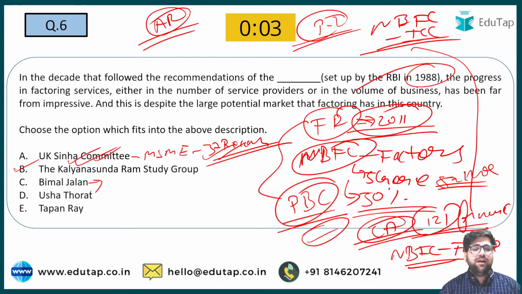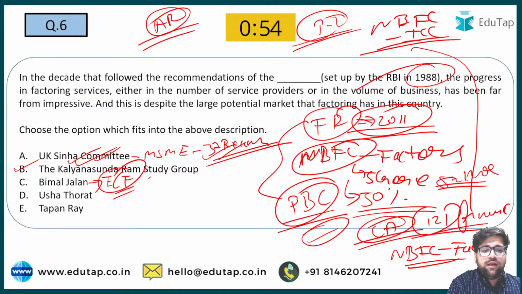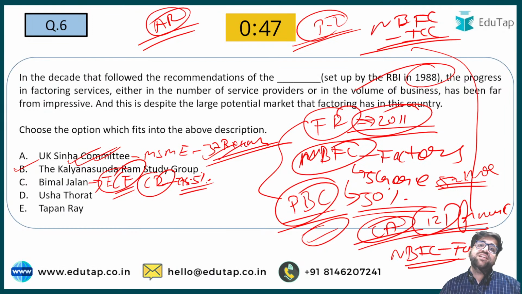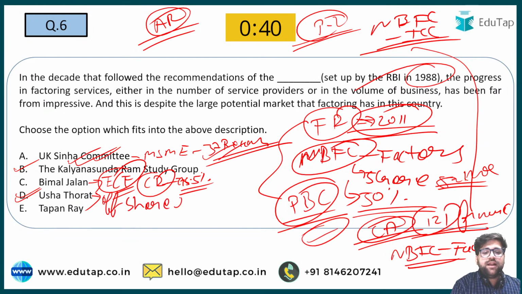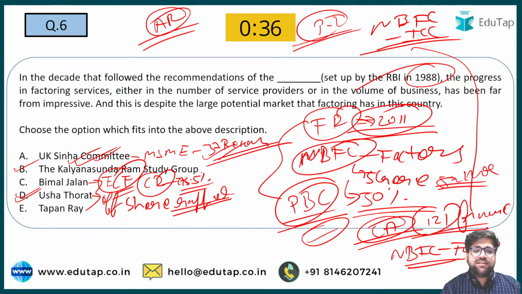If you say Bimal Jalan committee, this is the most important committee of RBI till now, because this committee has recommended the economic capital framework and a contingency reserve of 5.5. Yesterday only we discussed this. Bimal Jalan committee has also recommended the change in the financial year of RBI. Usha Thorat committee is very important when it comes to the offshore rupee market. If you don't understand the meaning of offshore, just remember that it is about the stability of the rupee. We have to make sure that the stability of the rupee takes place.